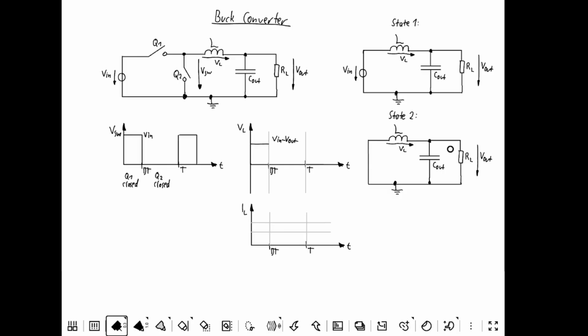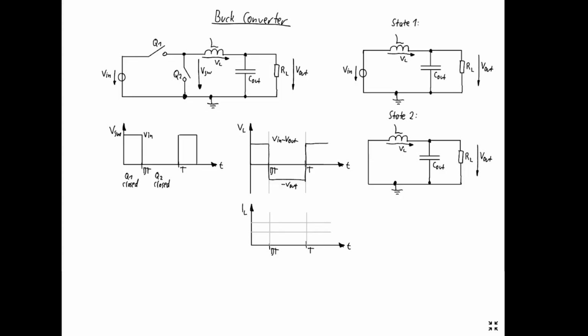In state 2, we have the loop here. So the inductor is only connected to the output. This means it's negative, and the inductor voltage is minus the output voltage. So this one here is minus Vout. And then again, after one duty cycle, we are in state 1.